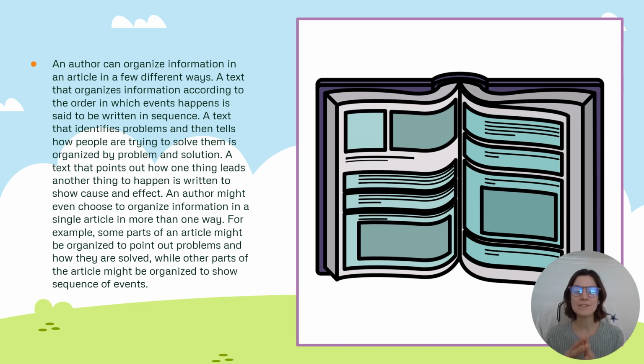An author might even choose to organize information in a single article in more than one way. So we could use all 3 of these different ways, right? So for example, some parts of an article might be organized to point out problems and solutions, or others might focus more on sequence of events.